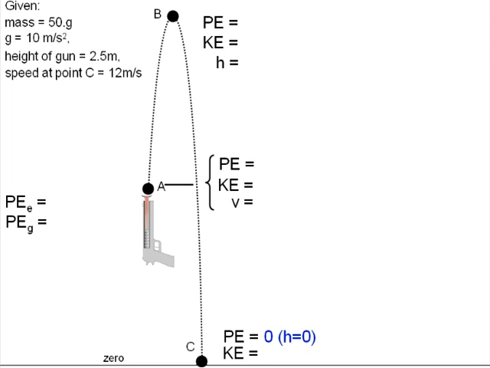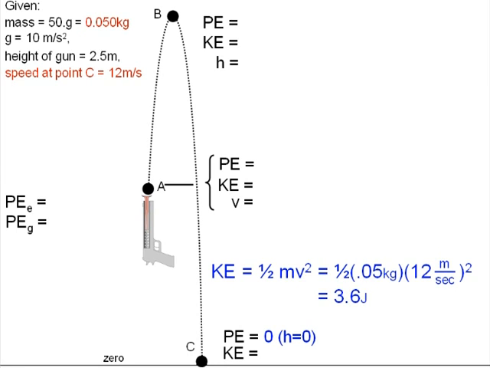I also know at point C they gave me the speed, so I can figure out the kinetic energy, 1/2 mv squared. But before I put the numbers in, I notice that my mass is in grams. I want to change to kilograms by dividing by 1,000. Then I can plug my numbers in. It's 1/2 times the kilograms, 0.05, times 12 meters per second squared, comes out to 3.6 joules.